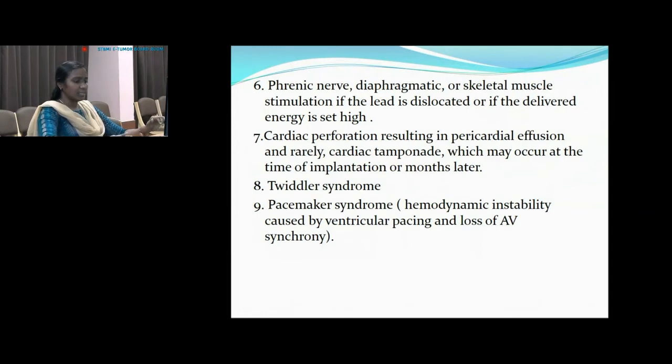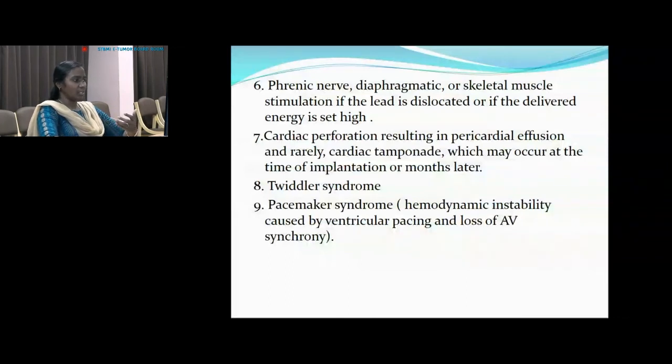surrounding structures. Cardiac perforation can occur. It can result in pericardial effusion, rarely cardiac tamponade. So due to pericardial effusion, it may compress the heart. Because of the extra pressure surrounding the heart, it may result in cardiac tamponade also, which may occur at the time of implantation as an immediate complication, or sometimes the patient can develop it later also.